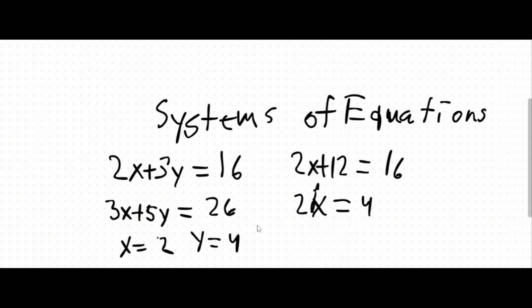Now we can finally check our answers. We get 2 times 2, 4. 3 times 4, 12. 4 plus 12 is 16. 3 times 2, 6. 5 times 4, 20. 6 plus 20 is indeed 26. Therefore, x equals 2 and y equals 4 are our solutions.